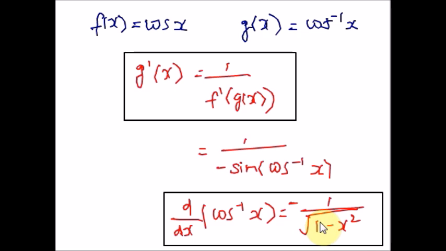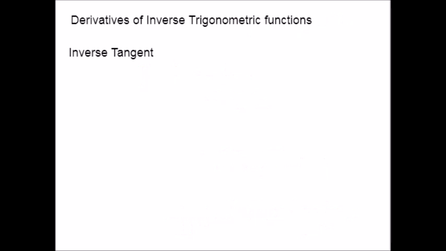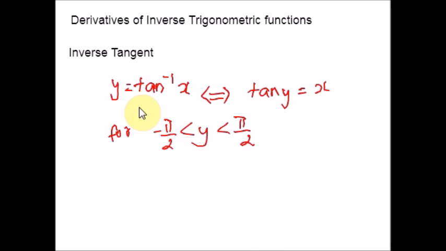So the derivative of inverse cosine is nearly identical to the derivative of the inverse sine. The only difference is we have a negative sign here. Hope you're clear with inverse cosine. Okay, now let us start with inverse tangent. As usual, we are going to start with the definition of the inverse tangent. y equal to tan inverse of x if and only if tan y equal to x, for y lying in between pi over 2 and negative pi over 2. Again, we have a restriction on y.